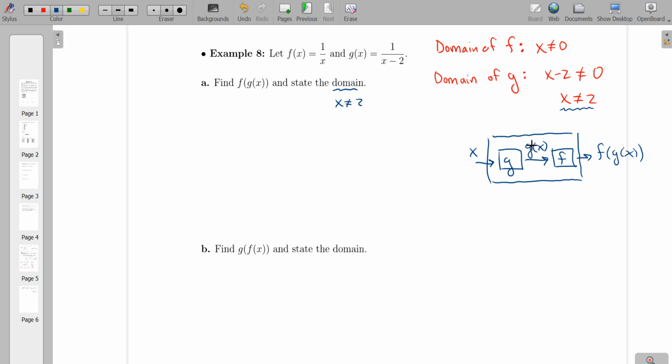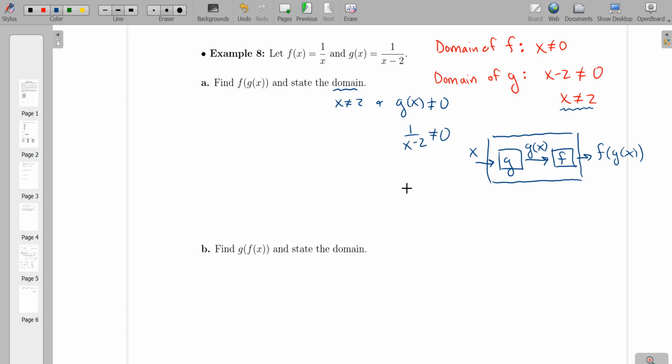On the other hand, we need to make sure that g of x doesn't send something into f that's a problem. So up here we noted that x should not be 0, so since we're sending g of x into f now, we need to make sure that g of x is not equal to 0. Of course, g of x is 1 over x minus 2.